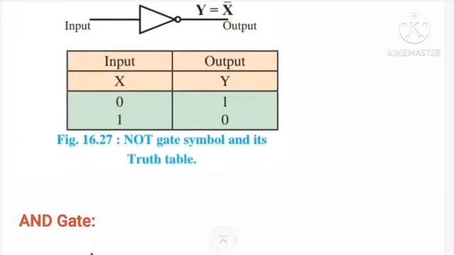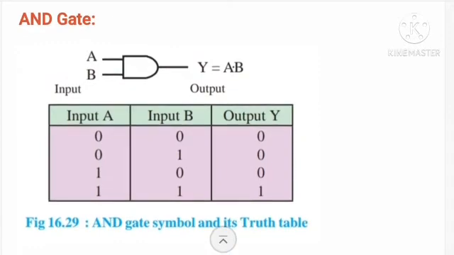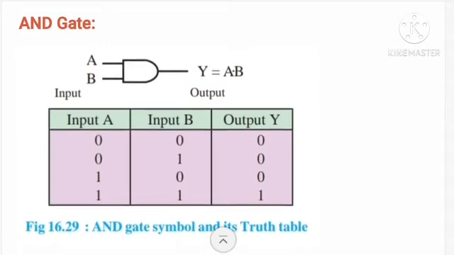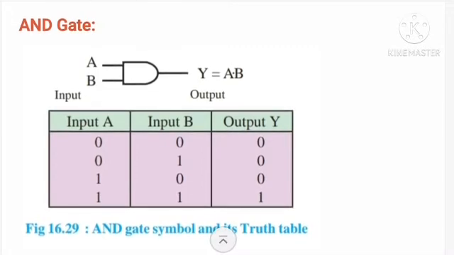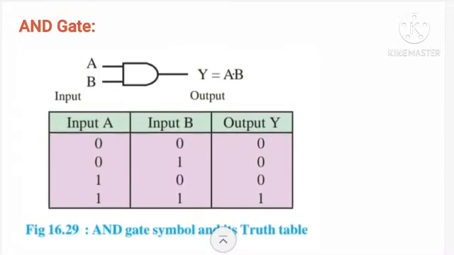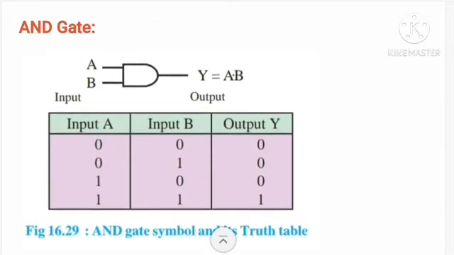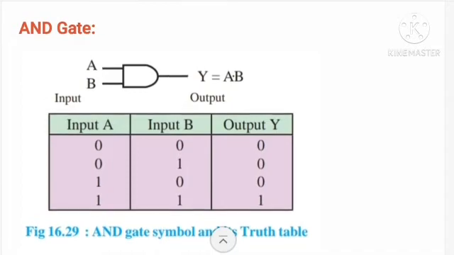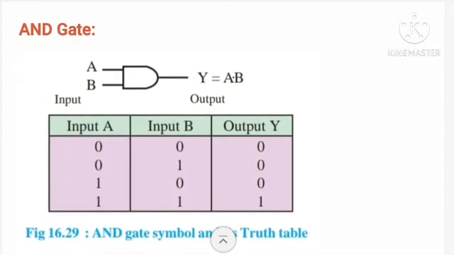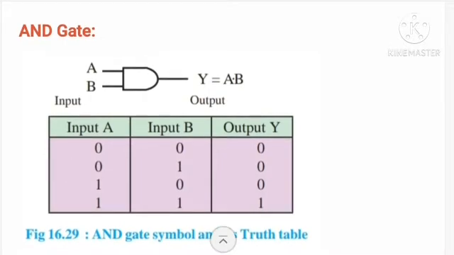Then the next gate is AND gate. If we see this diagram, here is the symbol of AND gate. There are two inputs A and B, and the output will be in the form of multiplication. So AND gate performs the multiplication of inputs and gives you the output.